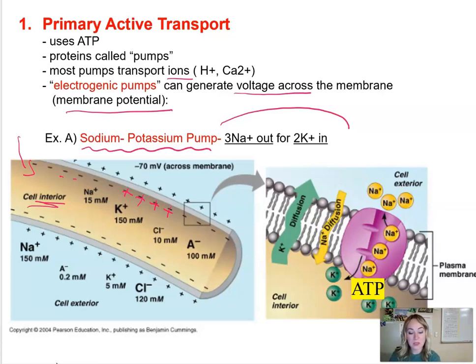What this means is this pump generates a deficit of positive ions inside the cell. If we have a deficit of positive ions inside the cell, we have restored the membrane potential, that resting potential, and we again will have that negative voltage inside the cell. So this is an example of primary active transport where a protein utilizes ATP, hydrolyzes it, to actively move ions across the membrane.